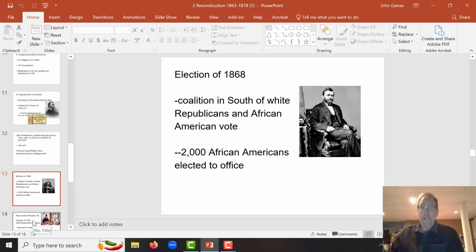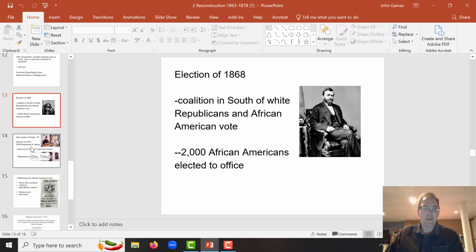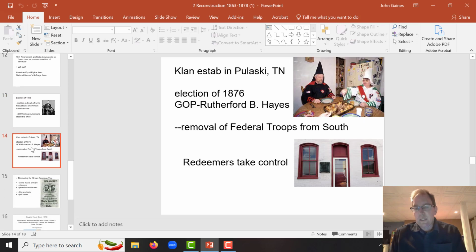So holy cow, a lot of Southern white folks, not all, but a lot, are like, oh my gosh, African American men have the vote. They are making changes. We have got to do something about that. We have got to counter this and step this down. Couple of things are going to go down.